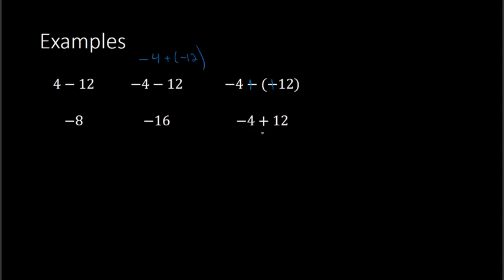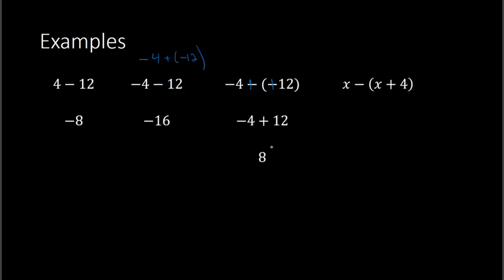And then from here, negative 4 plus 12, the signs are different. We have a negative 4, positive 12. So when I add them together, I subtract 12 minus 4 to get 8, and then keep the sign of the bigger number. 12 is bigger than 4, and 12 is positive, so my answer would be a positive 8.